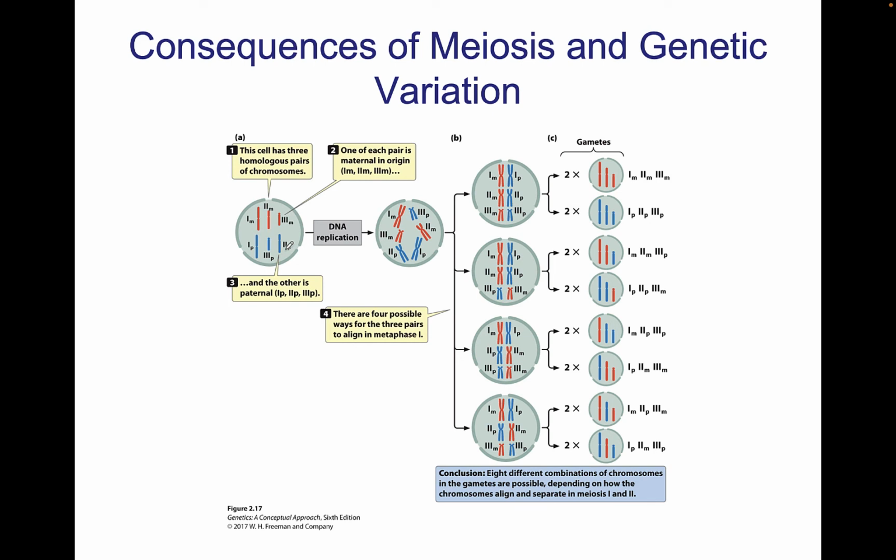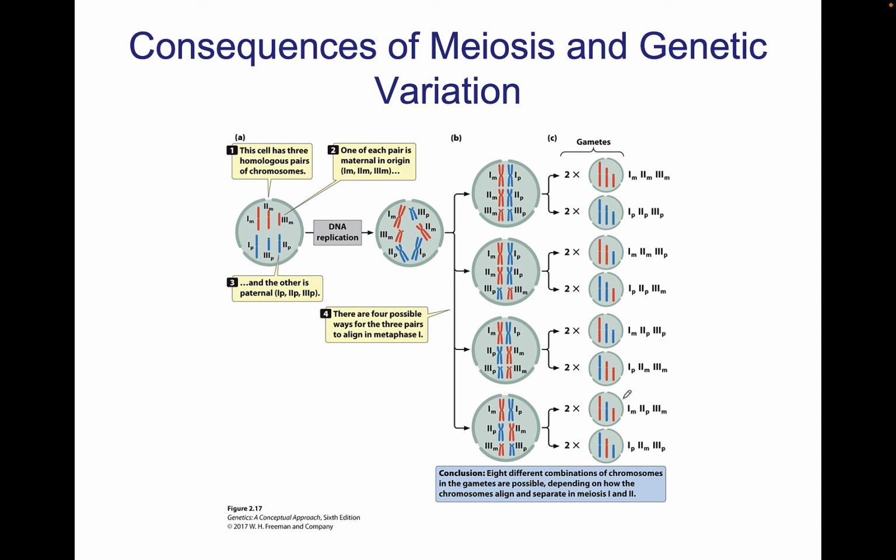This is the other set. Okay, each pair is maternal in origin, and the other is paternal. So here is the maternal in red. The paternal is in blue. Okay. There are 4 possible ways to align at the metaphasic plates, as you see here. This is one way that gives genetic variation. How they align at the metaphasic plate is providing levels of genetic variation. And in this case, there are 8 different combinations of chromosomes in the gametes that are possible. And it depends on how they align and separate in meiosis 1 and meiosis 2.